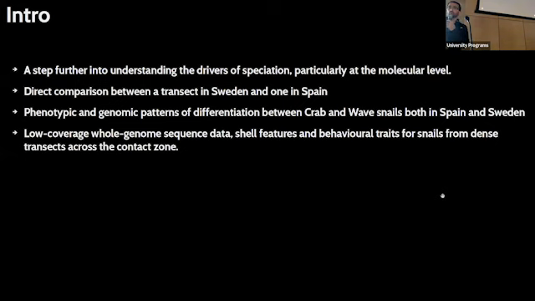Okay, so now, as I said, we're going to do a systematic comparison between two transects, one in Spain and one in Sweden. We're going to use low coverage whole genome sequencing, and we're also going to use some phenotypic data to compare the divergence pattern between those two places.